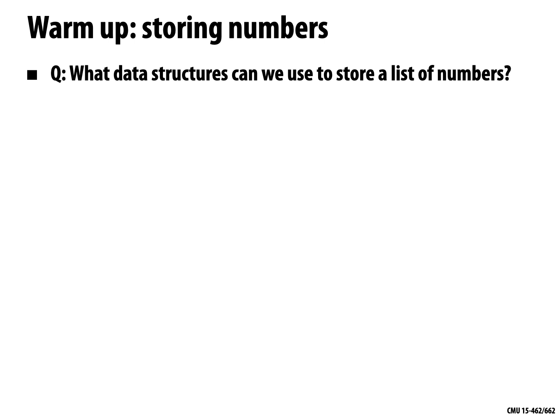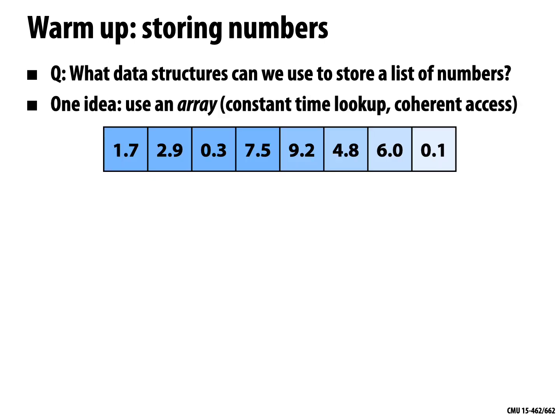All right, well, there are a couple perfectly reasonable answers here. One idea that may have come to mind is to just use an array. Right? I allocate a contiguous block of memory, and this has some really nice features. I can look up entries in this array in constant time. I have coherent memory access. So for instance, if I'm just walking down the list, reading off the numbers, right? I'm not jumping all over memory. I'm not kicking stuff out of cache. It's a really nice data structure.